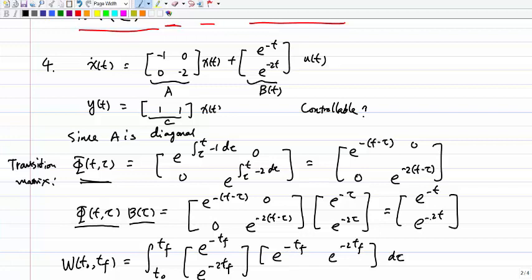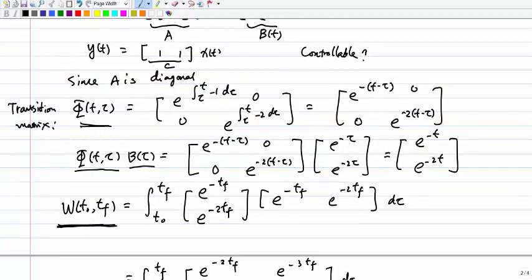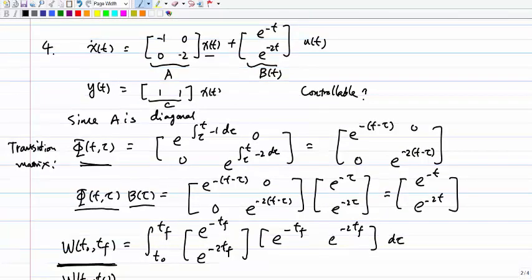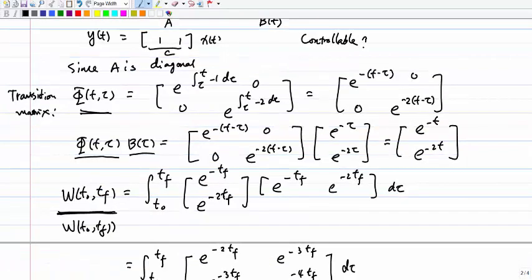Next step, this one gets a little bit interesting. This is W(t0, tf). This is a matrix, and you want to check the rank. If the rank is the same as the dimension of x, and the dimension of x is 2 because I have 2 states, then it is controllable. So I want to check this W(t0, tf), which is an integration from t0 to tf of whatever you calculated over here, times its transpose.